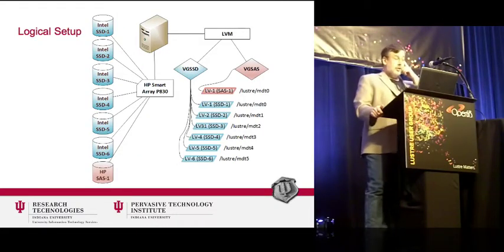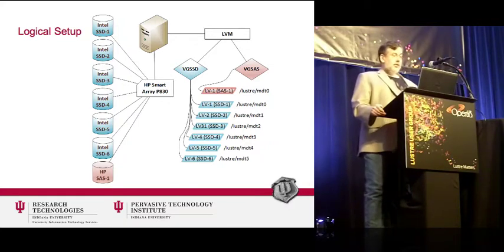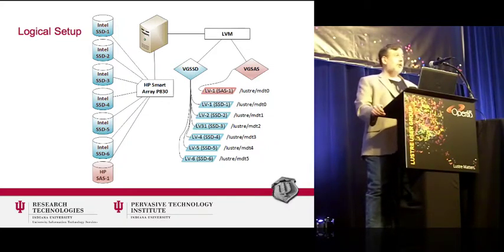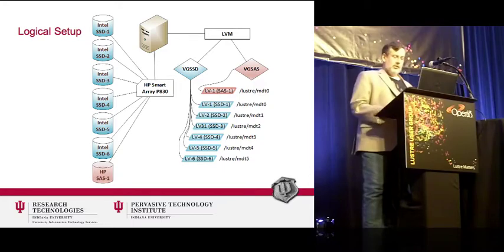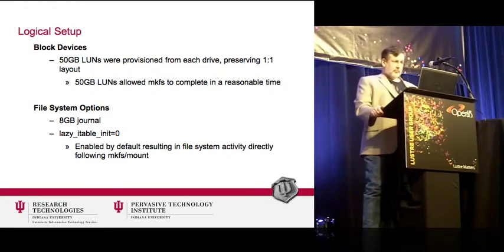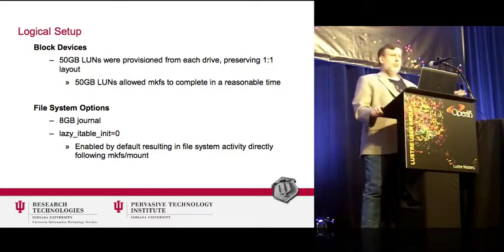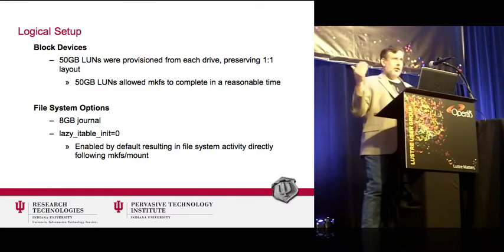So the take-home message from this slide is that we assigned a single MDT to each one of the drives. So we had a SAS drive, 6 SSDs, and we had a one-to-one correspondence between MDTs and each drive. Because it takes a long time to format stuff, we had 50 gig LUNs, so we could reformat in a hurry. We had an 8 gigabyte journal. Lazy itable init, that meant that after the format, we wanted to make sure that the format was done before we proceeded, because we didn't want any additional I/O.